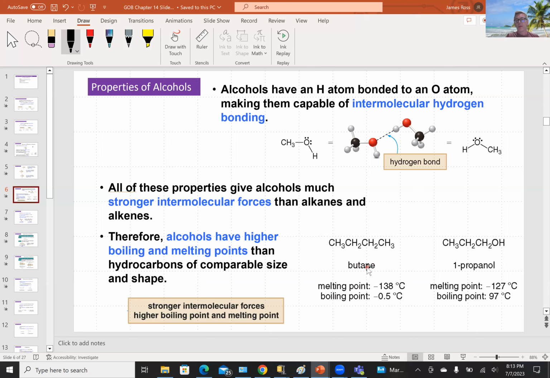If we compare butane with 1 propanol, so butane is 4 carbons long. How does that compare with 1 propanol? Well, 1 propanol only has 3 carbons, but it's got a 4th non-hydrogen element, namely oxygen. So it's similar in molecular weight. So that's why they've compared butane with 1 propanol rather than with 1 butanol, because 1 butanol would be much heavier and it wouldn't be a fair comparison.